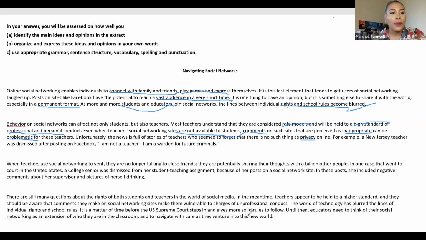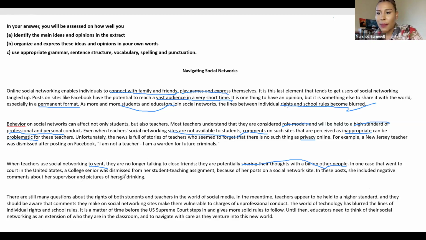That is stated. When teachers use social network to vent, they are no longer talking to close friends. So social networking for venting is not a good idea. They're no longer talking to close friends. They're sharing thoughts with billions of other people, right? So if I say you're not talking to close friends, who are you talking to? Billions of other people. In one case that went to court in the United States, a college senior was dismissed.